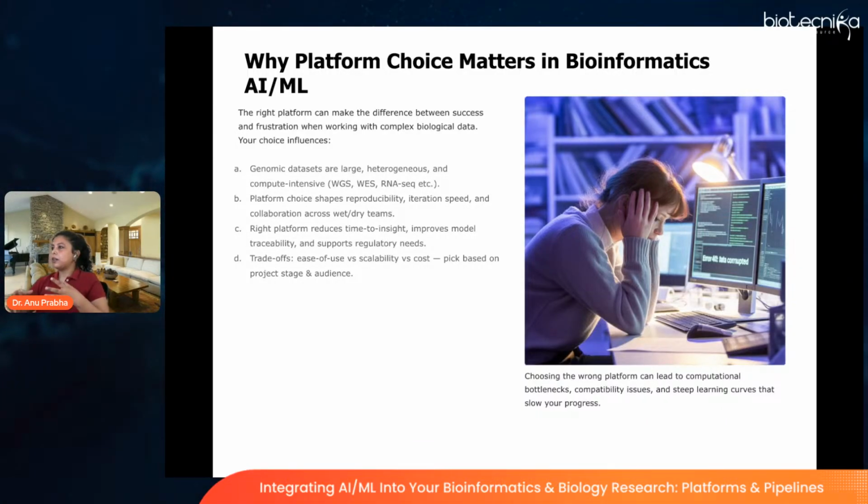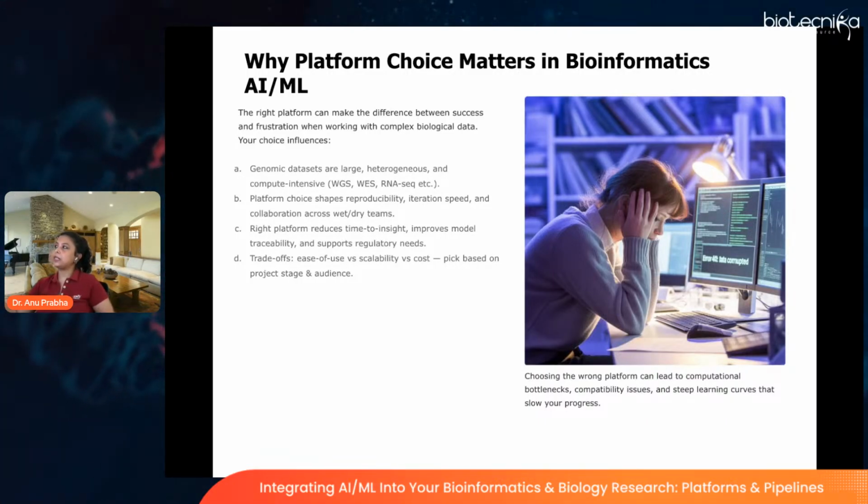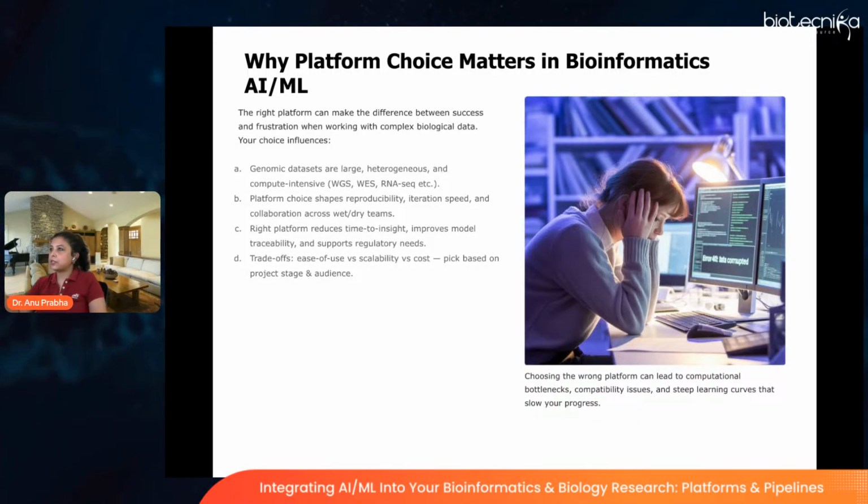Why is it important? Because the platform will dictate if you can handle large data sets, small data sets, whether there is a possibility of reproducibility. Can we test the environment? Can we test the outcome? Can that pipeline or product be scalable across thousands of samples, tens of thousands, depending on what kind of product you are developing?